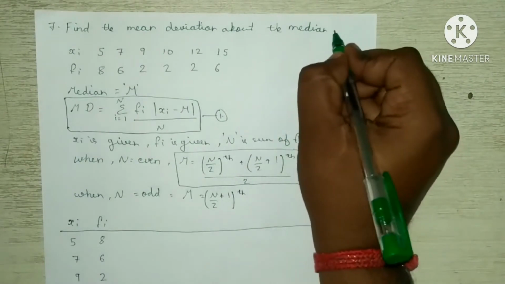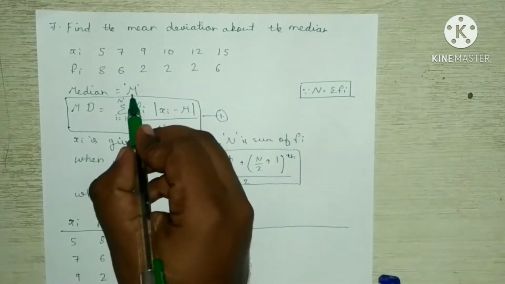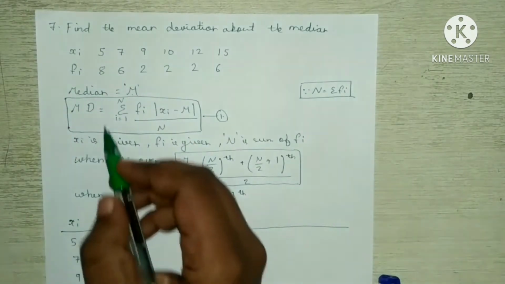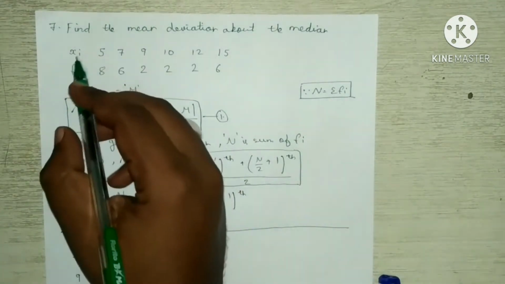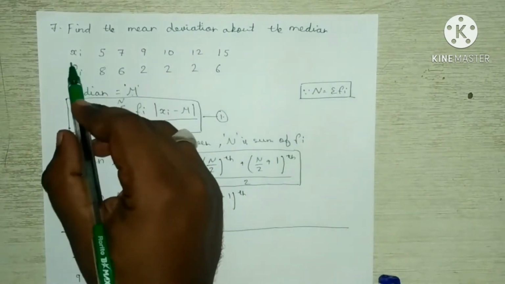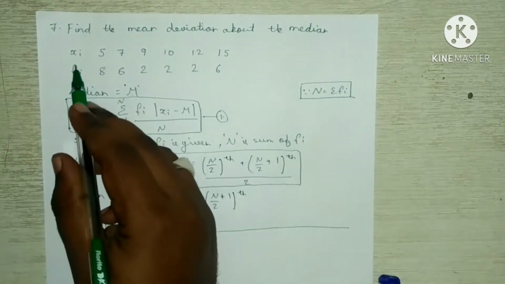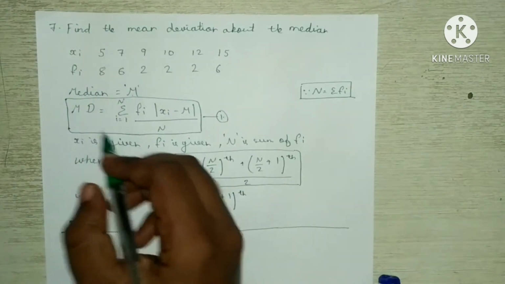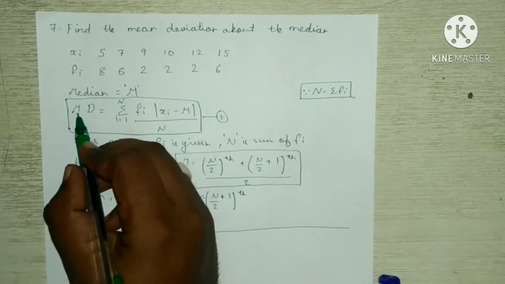Okay, the median symbol is nothing but M. The given question has X and F. The third and fourth questions were find the mean deviation about the median, but in those questions only X was given, but in this question X and F both are given. Okay, next, first you write the mean deviation formula.